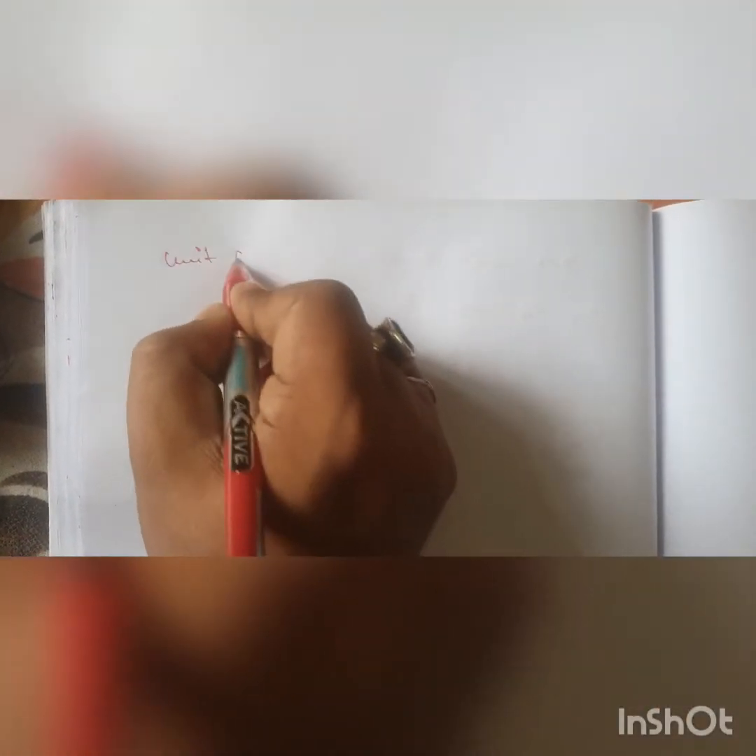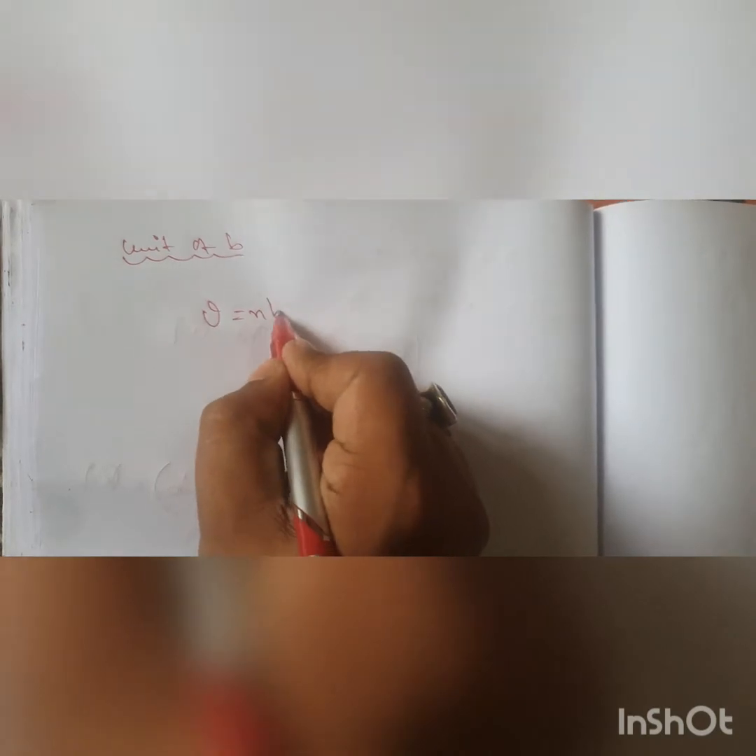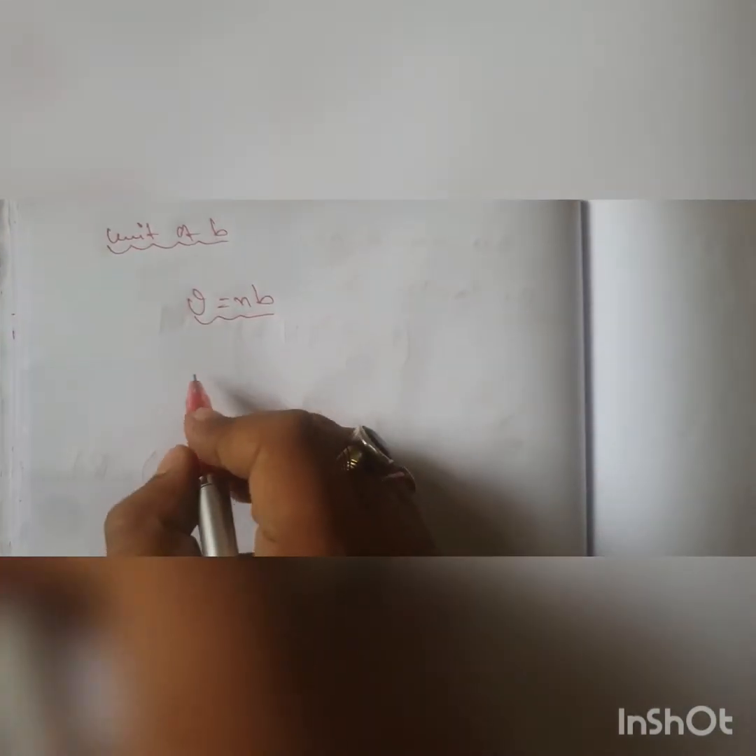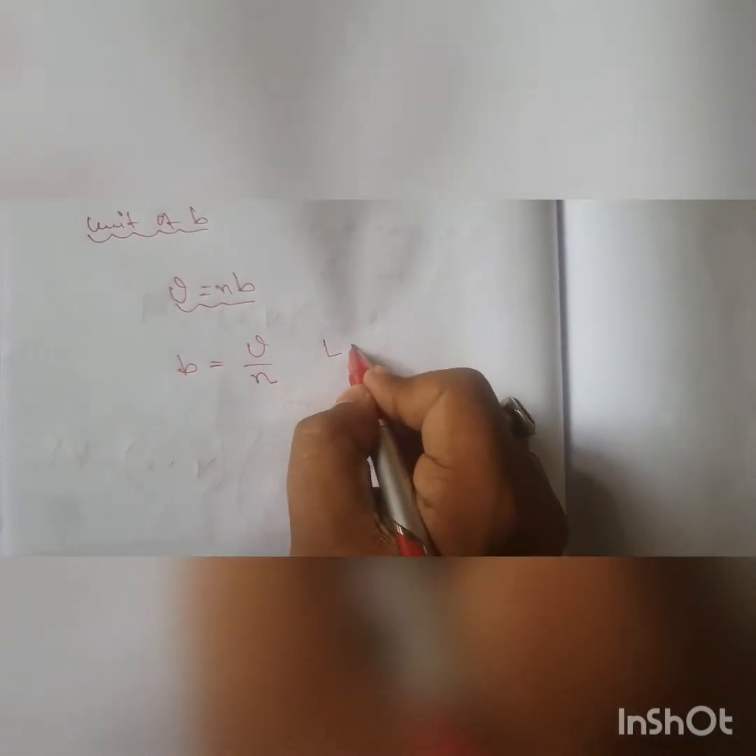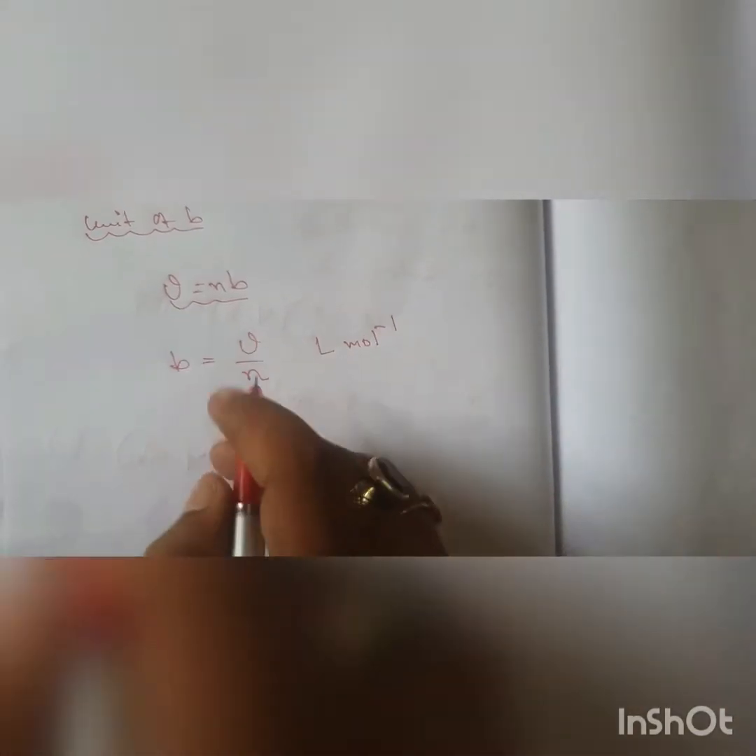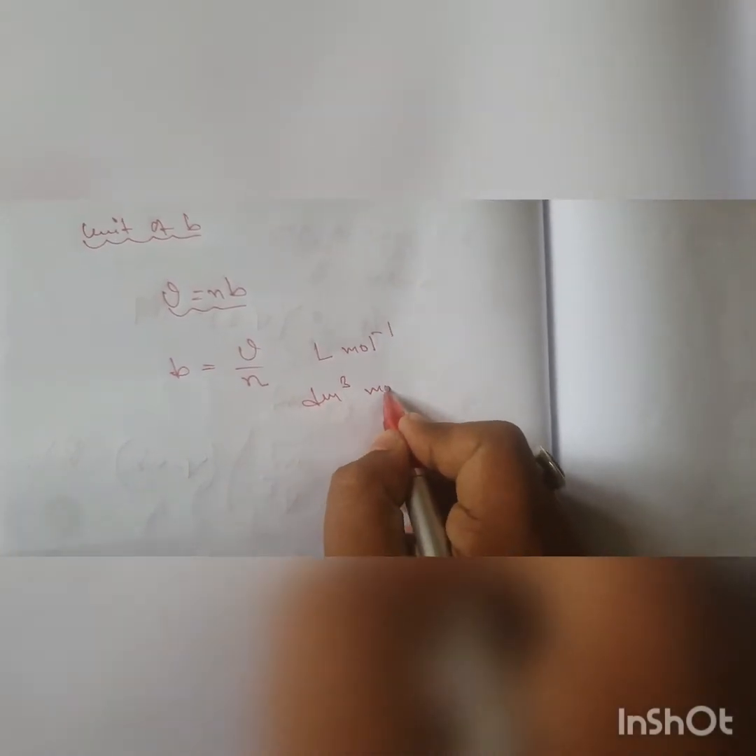Unit of b. V equals nb, so b equals V by n. So the unit is liter per mole, or decimeter cube per mole. So that is the unit of b.